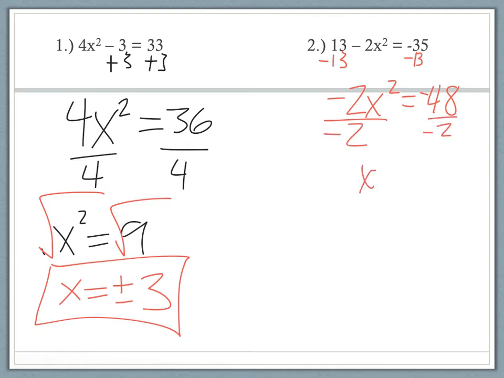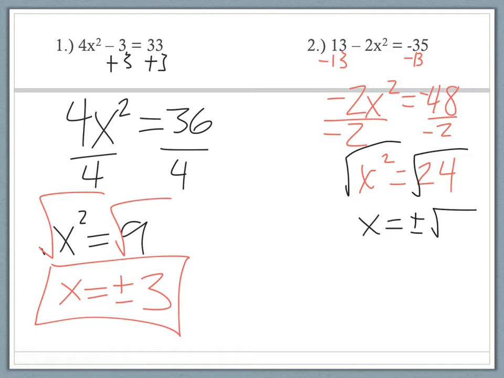Okay, x squared equals a positive 24. So now I'm going to square root both sides. So x equals plus or minus square root of 24. Now we can't say that that's our final answer. We have to actually see if we can reduce this square root of 24.